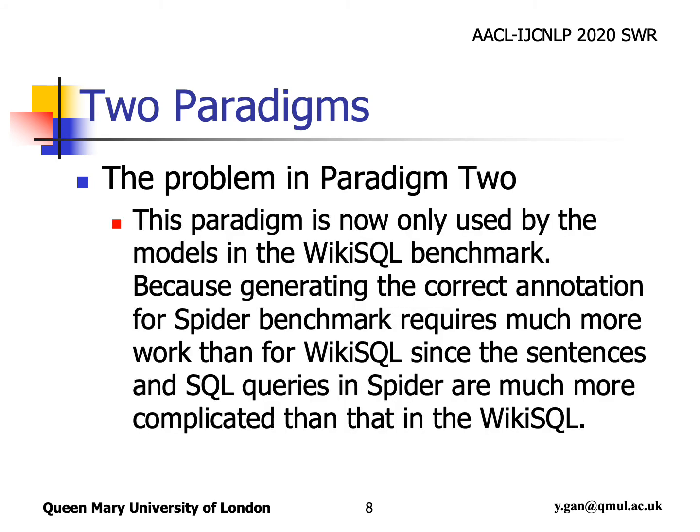As to paradigm 2, this paradigm is now only used by the models in the WikiSQL benchmark, because generating the correct annotation for the Spider benchmark requires much more work than for WikiSQL, since the sentences and SQL queries in Spider are much more complicated than those in WikiSQL.